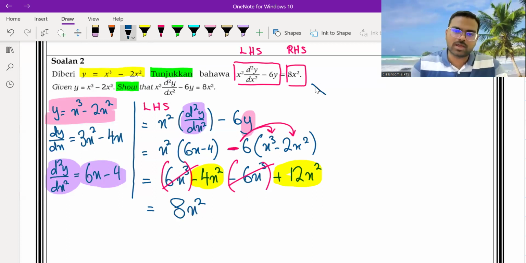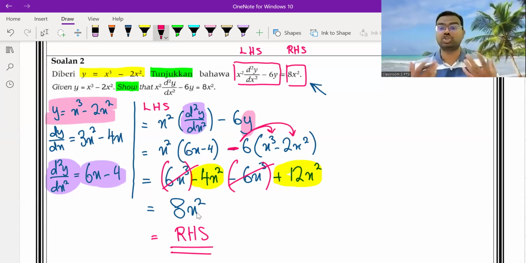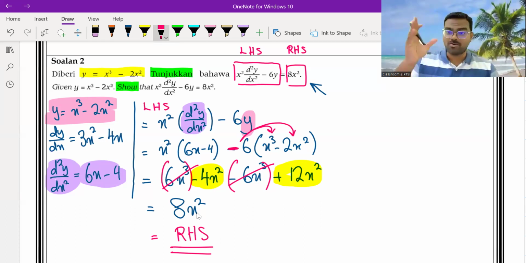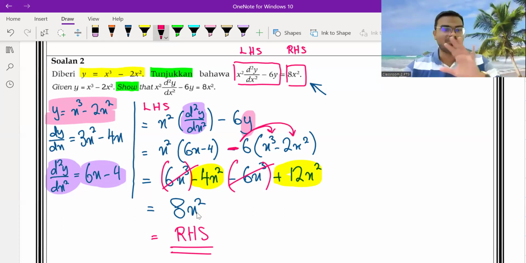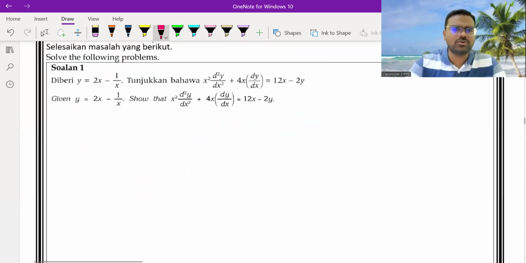8x squared. Tada! Kita dah dapat right hand side. So equivalent to right hand side. Finish. Kita dah buktikan, kita dah show, kita dah tunjukkan which is left equal right. Number 2 done. Super easy. We try number 3. Sama juga.